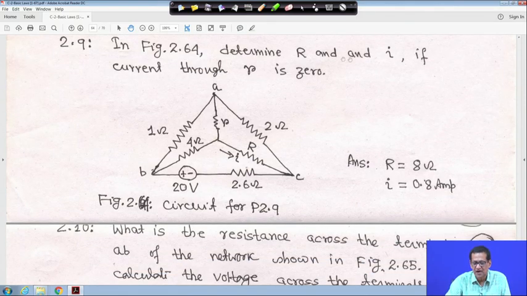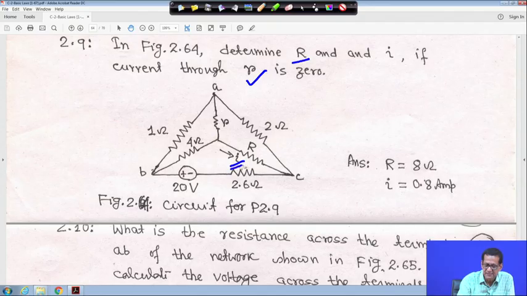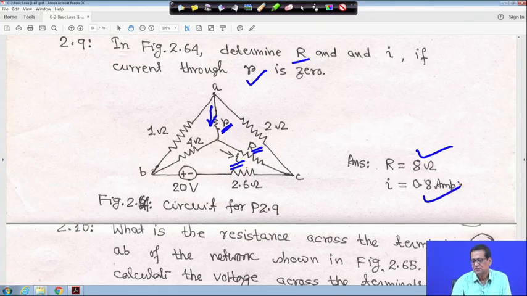Similarly, here some kind of star delta formation is given. You have to determine R and I if the current through small r is 0. This is capital R and this is small r, and this is the current I. The answer is given: R is 8 ohm and I is equal to 0.8 ampere. So, you have to solve this as an exercise.